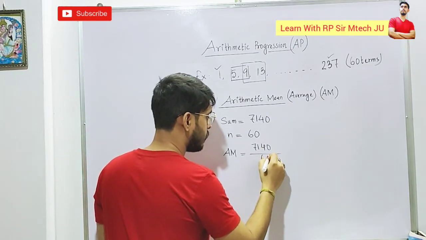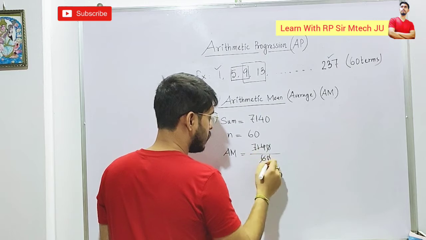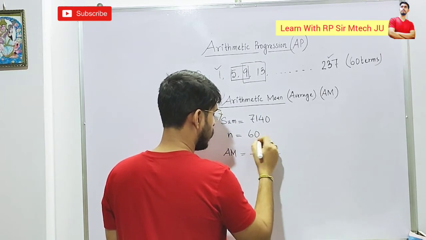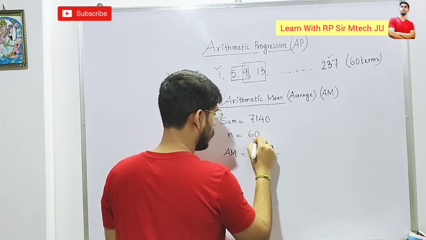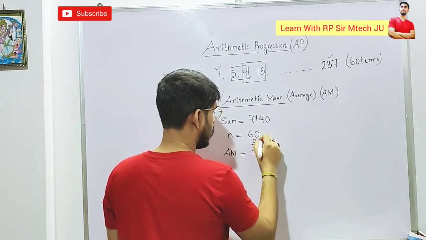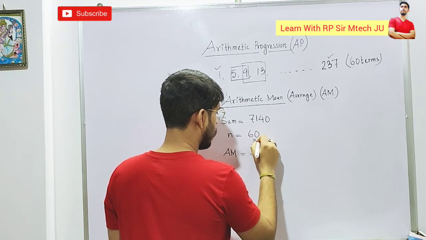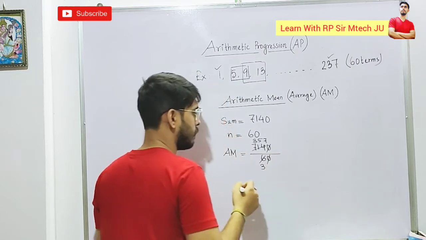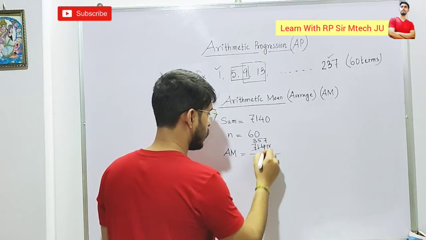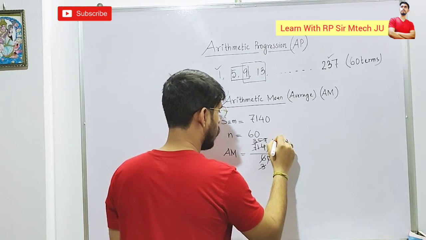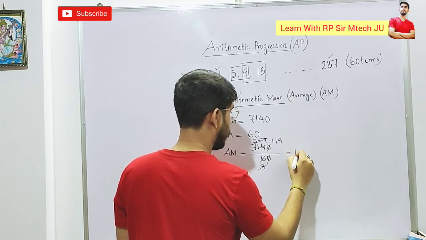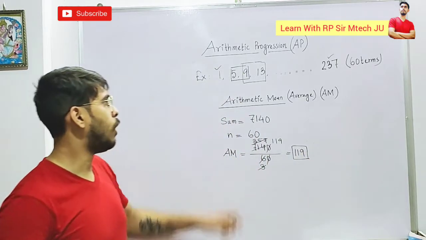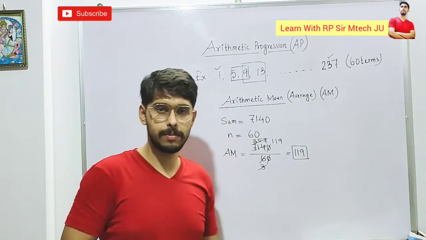So let us find out. 0 0 cancel. This will be 3 and that will be 3 and 1 14. 27 by 3 will also go, so it will be 1 1 9. So arithmetic mean is 190. That is the arithmetic mean of this particular AP series.